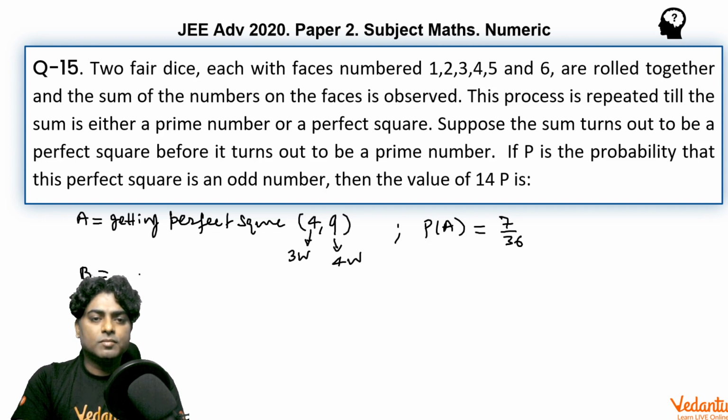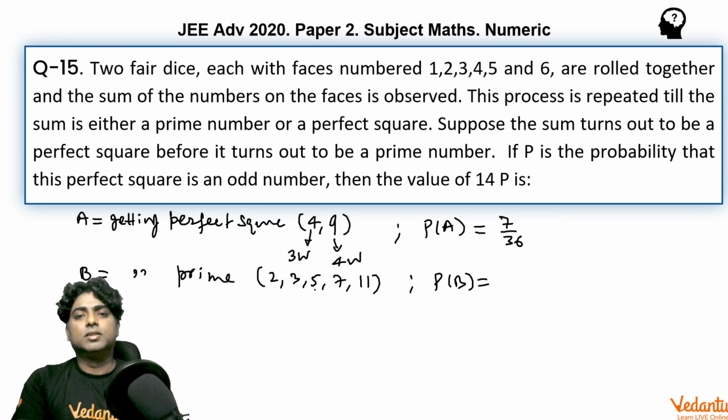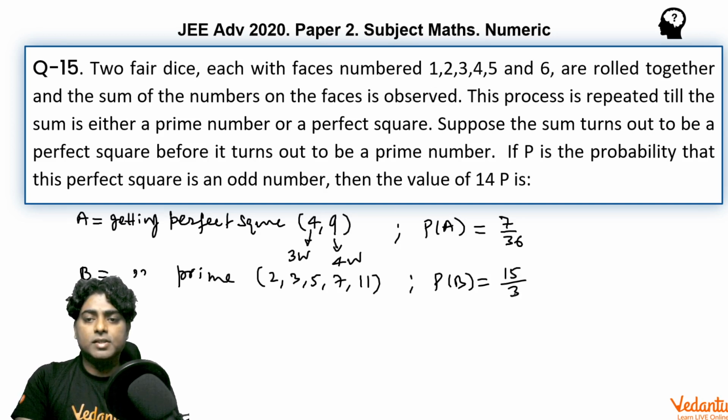Event B, getting prime. So what are the possibilities for prime? 2, 3, 5, 7 or 11. And the probability of getting prime would be: for 2 there is one way, for 3 there are 2 ways, for 5 there are 4 ways: 1 and 4, 4 and 1, 2 and 3, 3 and 2. For 7 there are 6 ways, for 11 there are 2 ways. In that way, you will see that it would be 15 upon 36.